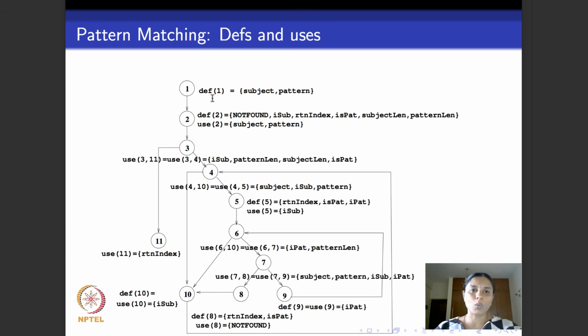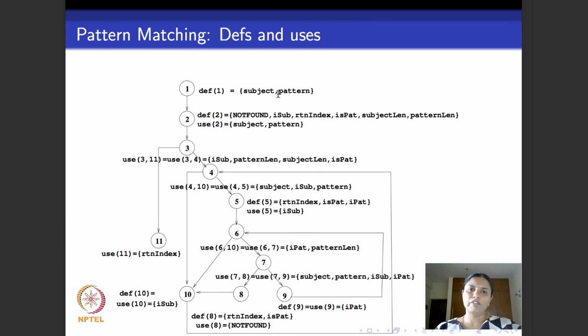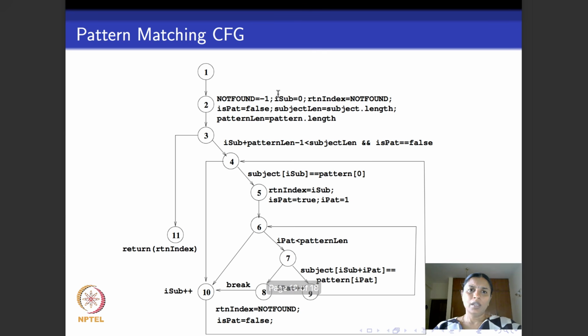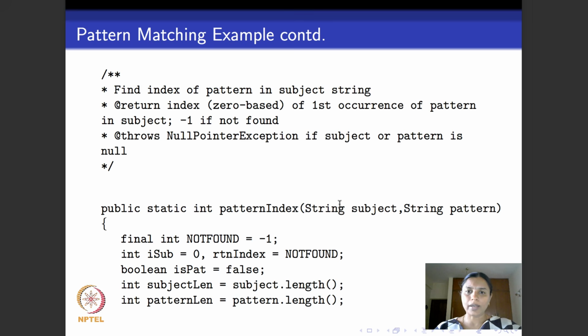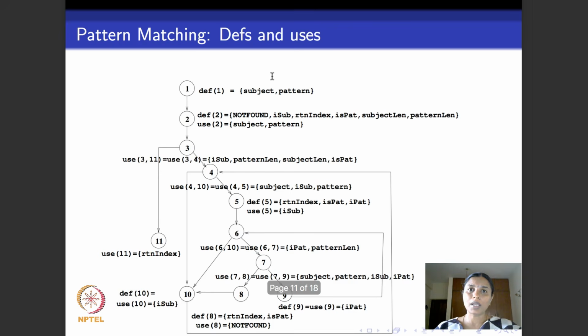So if you look at node number 1, it says the definition of 1, that is at node number 1, which are the two variables that are defined. The two variables that are defined at 1 are subject and pattern. You might wonder, here it is blank, and why have I suddenly put def of 1 as subject and pattern? As I told you when I explained the CFG, read this node 1 as these two variables, subject and pattern, being passed on as parameters to this method, right? Because it's passed as parameters, I have not depicted it here, but because it is passed as parameters, it is defined here. Now, what is the def of 2?